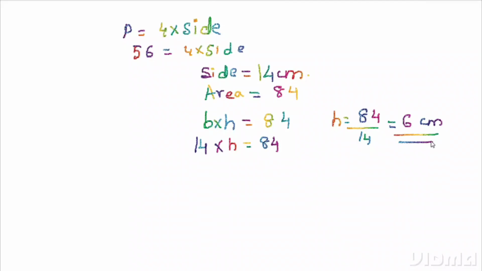Now let's move on to the 16th question. What does my 16th question say? The 16th question says that you have to find the area of the triangle whose base is 30 centimeter.